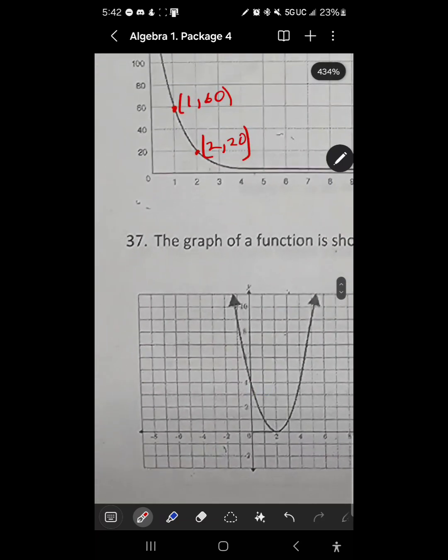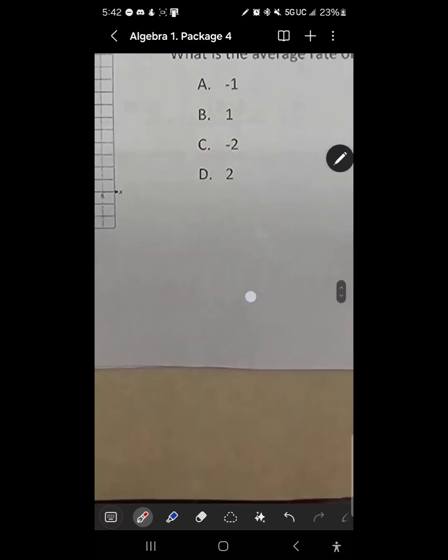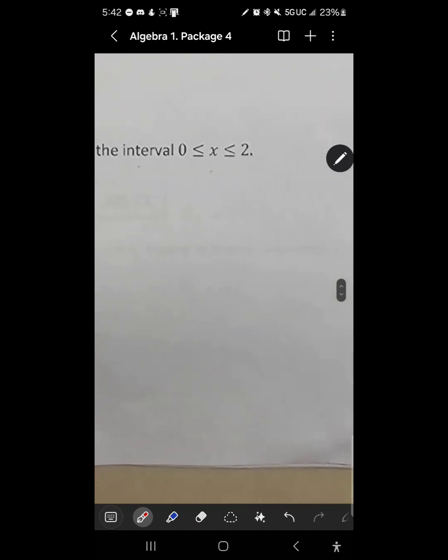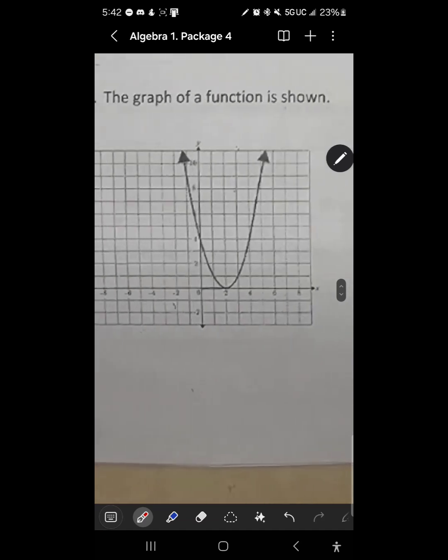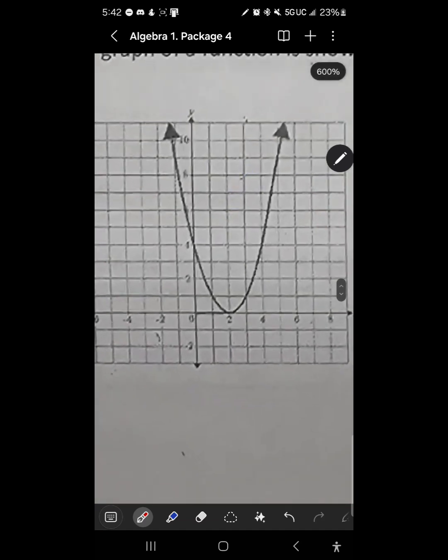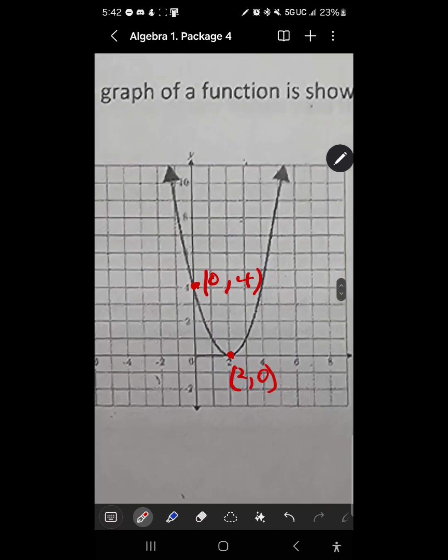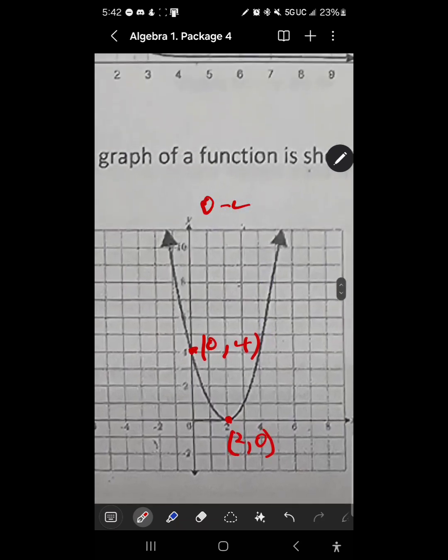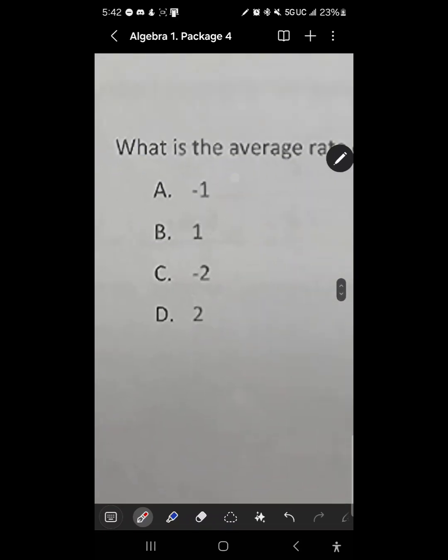Now let's see number 7. The graph of a function is shown. What is the average rate of change between 0 and 2? So the same. x equals 0 is here, so it will be 0, 4. And then here it will be 2, 0. The slope will be 0 minus 4 over 2 minus 0, which is negative 4 over 2, which is negative 2.